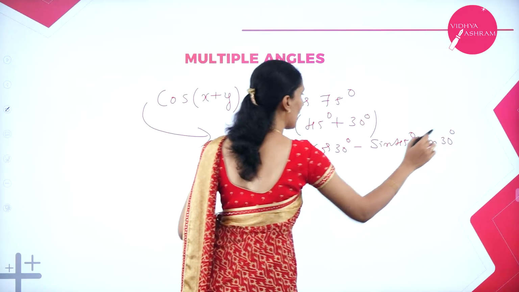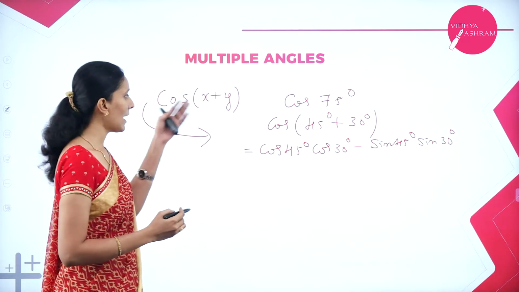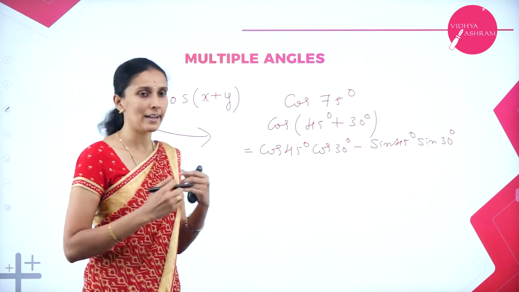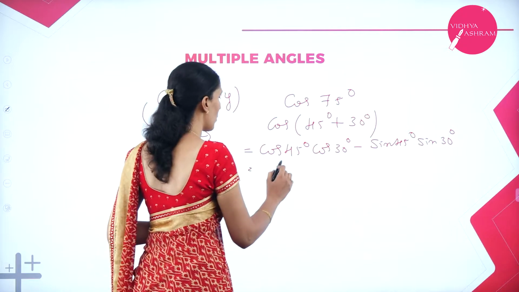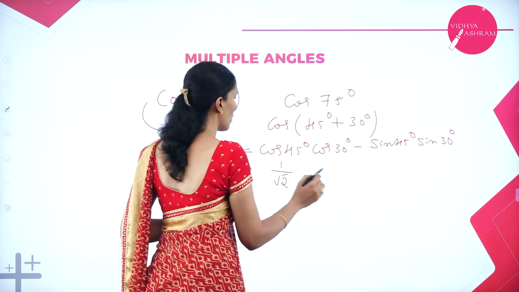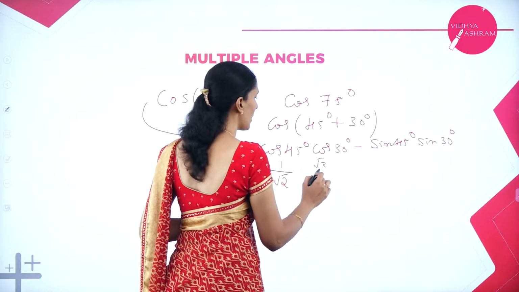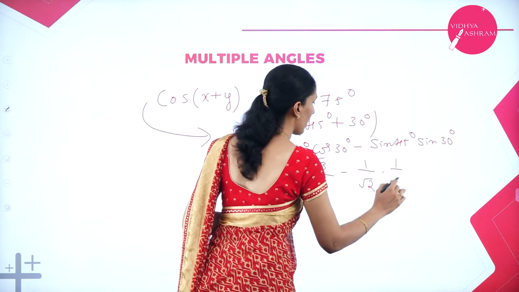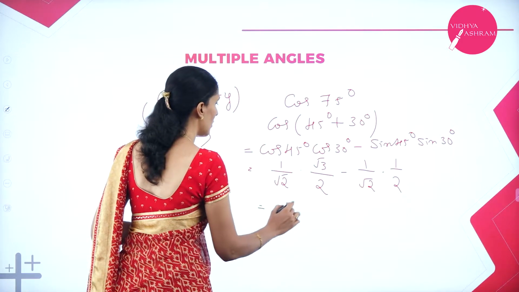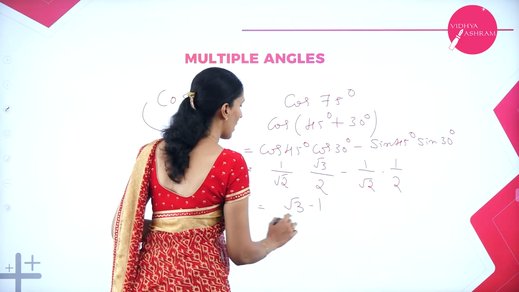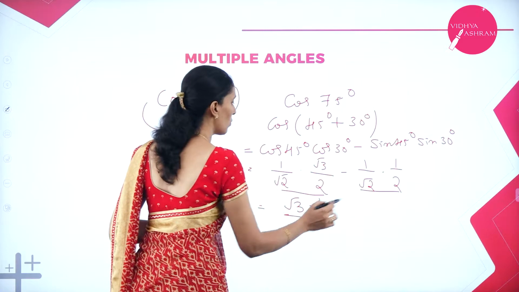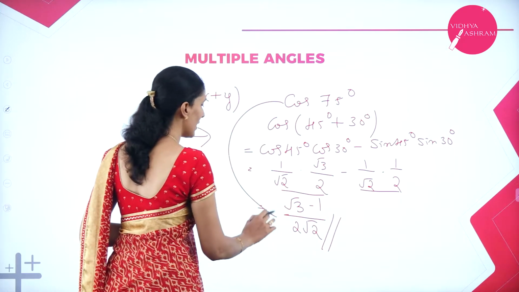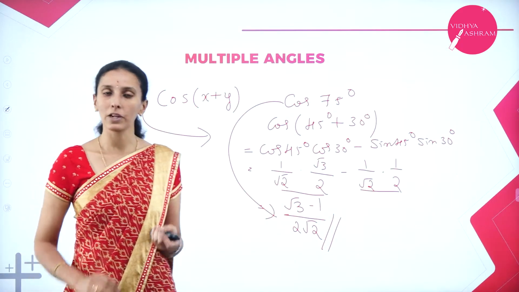So to find the value of any angle, it is expressed in terms of sum or difference of standard angles. Therefore, cos 45 is 1 by root 2, cos 30 is root 3 by 2, sin 45 is 1 by root 2, sin 30 is 1 by 2. So when you solve this, you will get the answer as root 3 minus 1 because the denominator is 2 root 2. That is same. So your answer for cos 75 is root 3 minus 1 divided by 2 root 2.